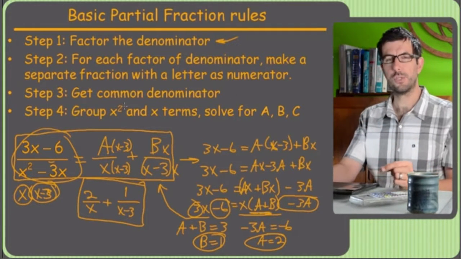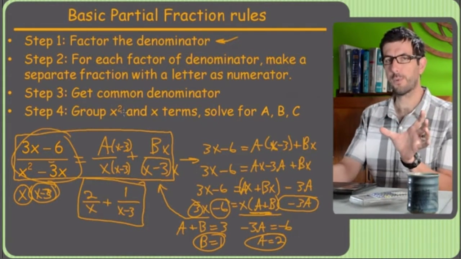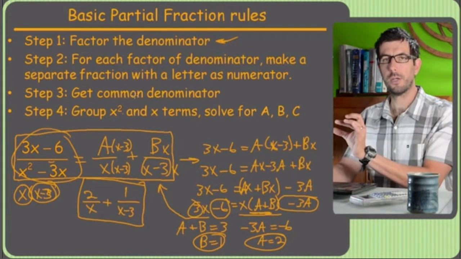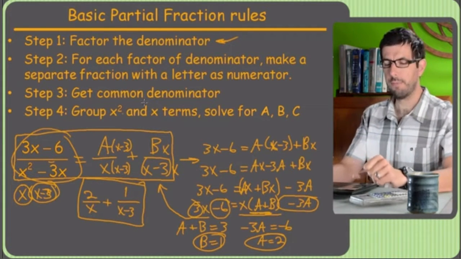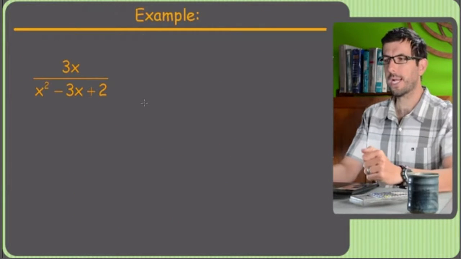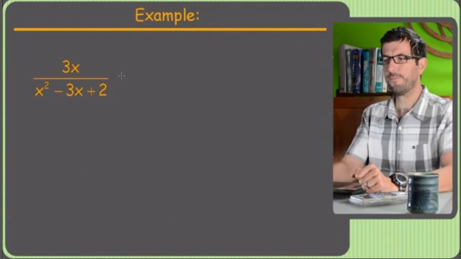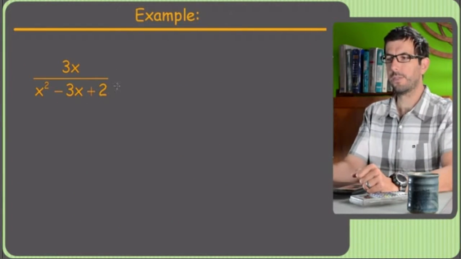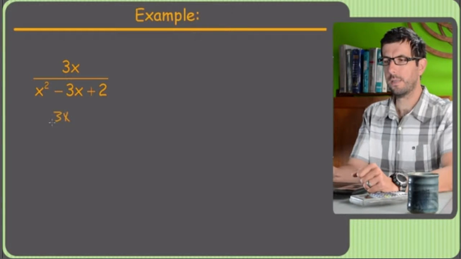And then that last thing that's really tricky is we have to group all our x squared terms, our x terms, our number terms, and then get those equations to solve for a, b, and c. The only way to learn this is by practice, so let's take a crack. This is going to factor to 3x over x minus 1 and x minus 2.